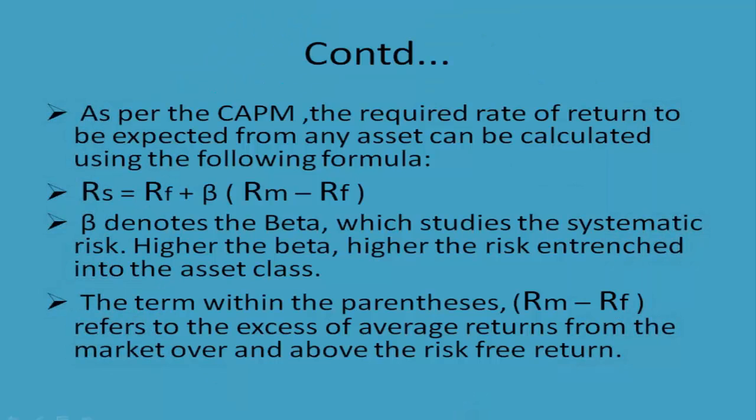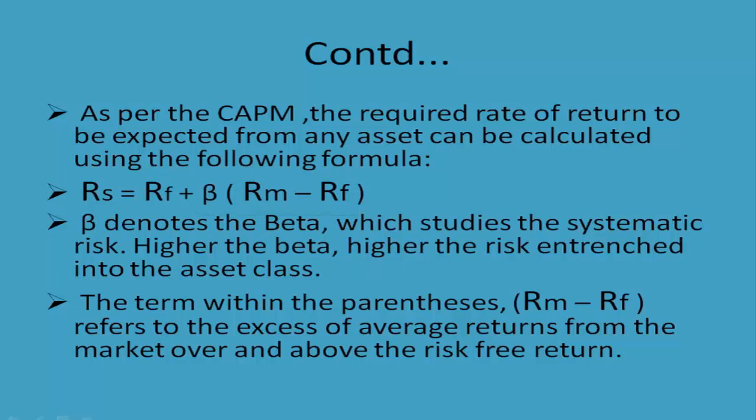So you can see the formula for calculating RS through the CAPM model is RF plus beta times the excess of RM over RF. Once again, I repeat, students, take a close look at the formula. The formula says that as per the CAPM model, the RS, or the required rate of return from a security, is equal to the RF plus beta times, within brackets, the excess of RM over RF. So let's take a closer look at the second part of the equation, that is beta times the excess return of RM over the RF.